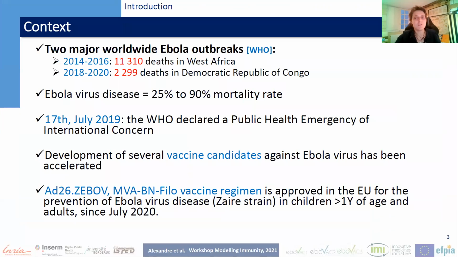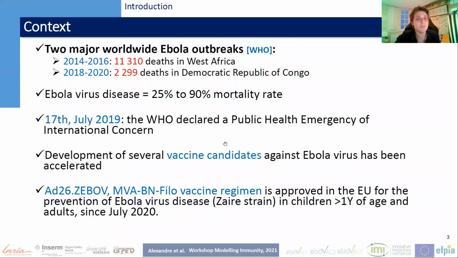Since 2014, the world has faced two major Ebola outbreaks: in 2014-2016 in West Africa, and in 2018-2020 in the Democratic Republic of Congo, with more than 10,000 and 2,000 deaths respectively. Unlike COVID-19, it's important to mention that Ebola virus is characterized by a quite high mortality rate, ranging from 25 to 90%, which led to the declaration of a public health emergency of international concern by the WHO in July 2019.